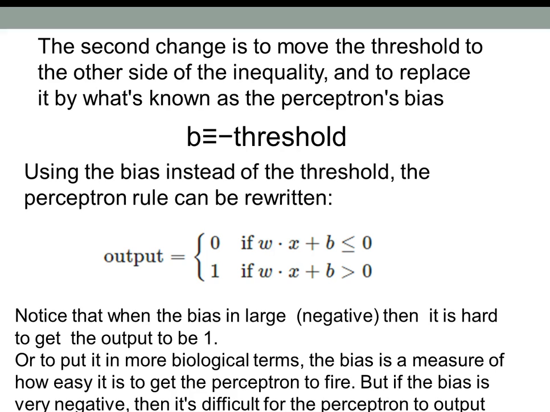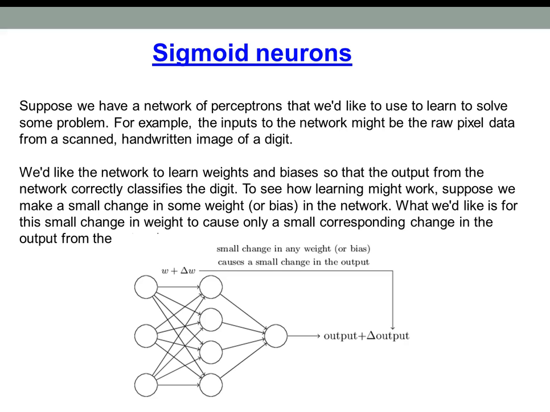So what we want the computer to do somehow, the inputs are not up to the model, right? The inputs are the image, so that has nothing to do with the model. The model has to just accept those as what they are. But what the model can vary is the weights and the bias. So we'd like the network to learn weights and biases so that the output from the network correctly classifies the digit. So we're going to send in a picture of an 8, but it's going to be a handwritten picture.